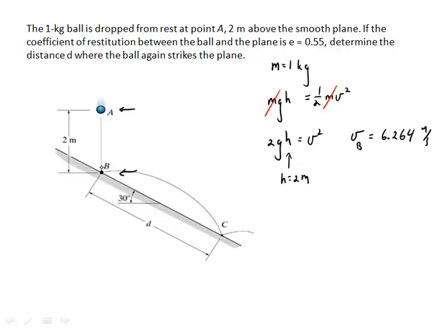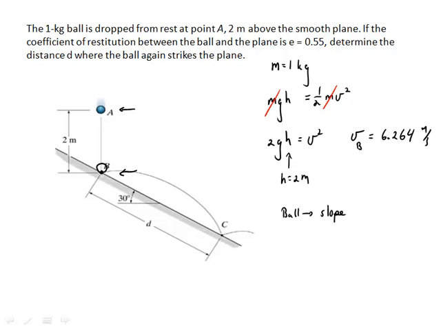Now, the ball is now at point B, and it strikes the incline. Since it's a collision, we're going to use momentum. More specifically, we're going to use the coefficient of restitution, because the two things that collide are the ball and the slope, and the slope is not moving at all.